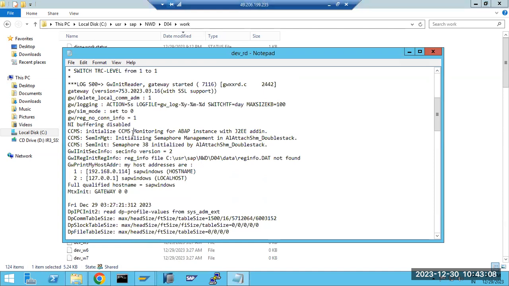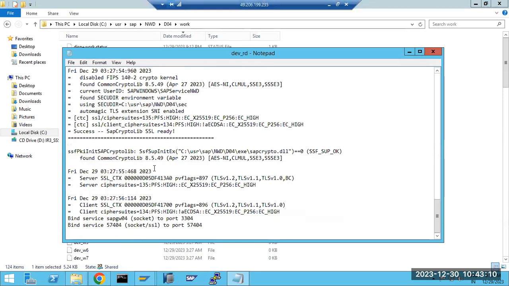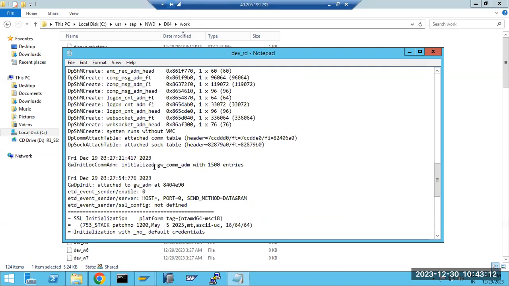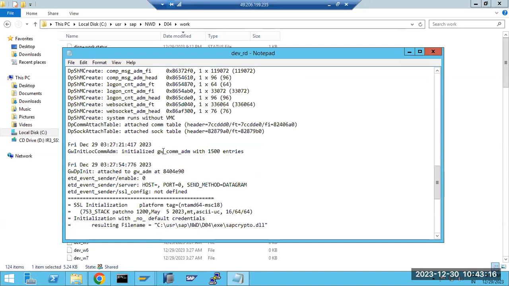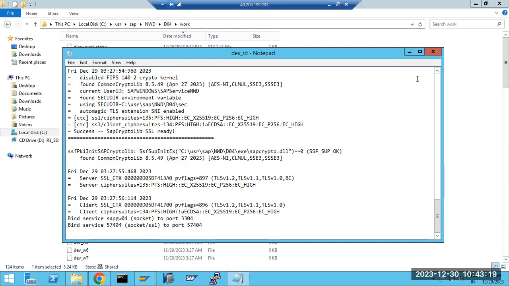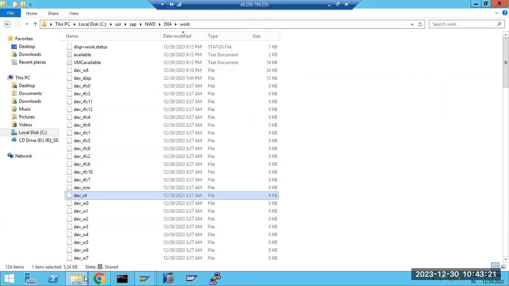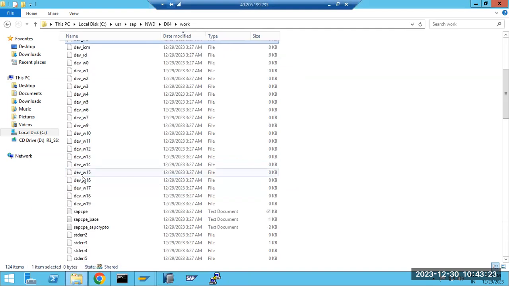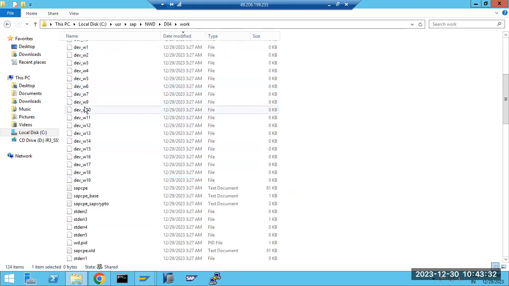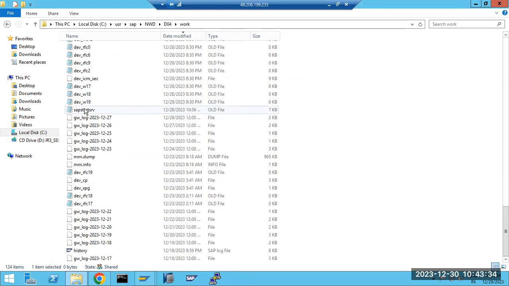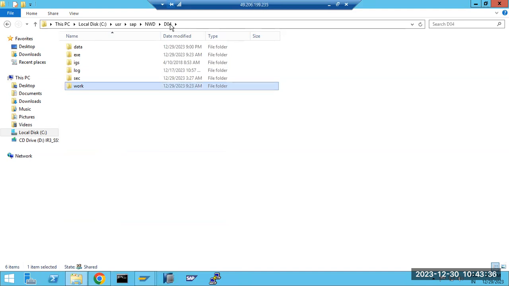If something along with the RFC destination is not working or is slow, in this case we can check the log files to see what is happening with these RFC connections. All the information we can track here. This is about the dev underscore work process log files. These are all work process related log files, and they are very important for troubleshooting issues.